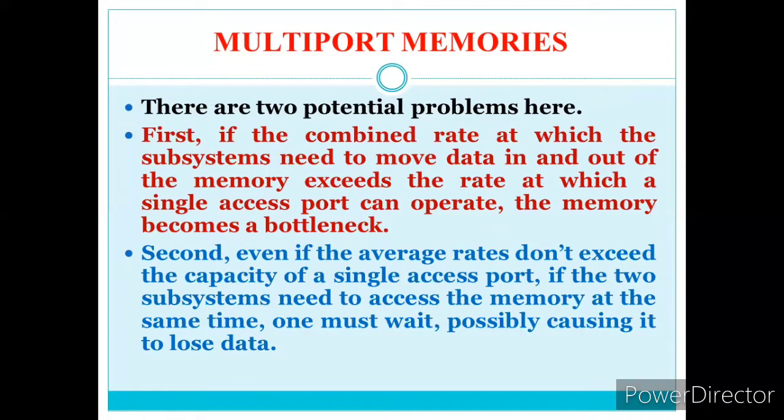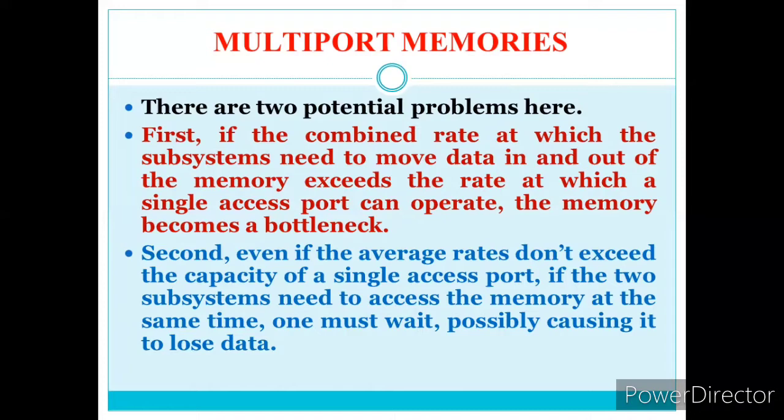Another problem that may occur is that even if the average rate does not exceed the capacity of a single port, if the two subsystems need to access the memory at the same time, one must wait, possibly causing it to lose data. The meaning of this is that when two ports want to access the same memory location, there is a conflict over which is to be accessed. One solution is that one port waits till the other port completes its operation. Since it has to wait, the access time becomes a little longer compared to the single port memory.